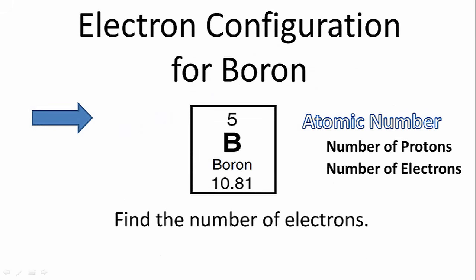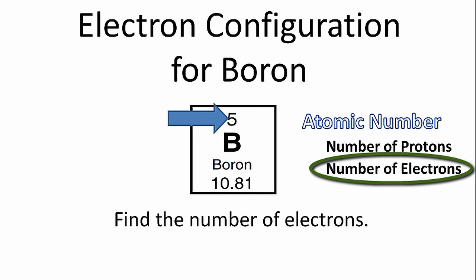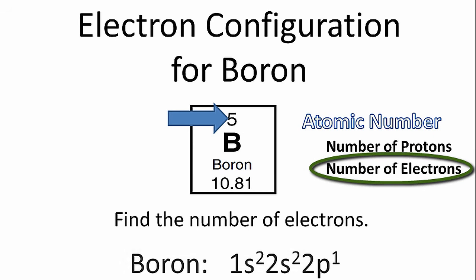The first thing we need to do to find electron configurations is to find the number of electrons for the element. So we can find this on the periodic table, and we're going to look at the number above the element symbol, which is called the atomic number. That'll tell us the number of protons, but it also tells us the number of electrons. And we can use that number as we try to find the electron configuration for whatever element we're interested in.